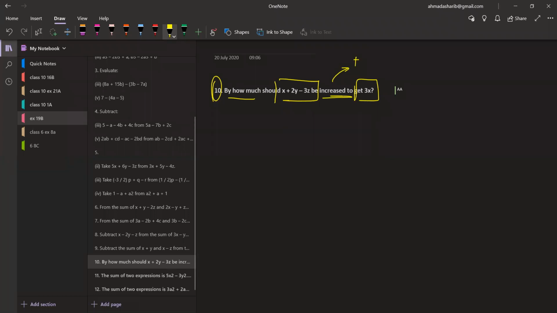Sir, there is no question in 10 in 19b. How is that possible? How is that possible, भाई? बेटा अपनी अपनी बुक्स में देखिए.